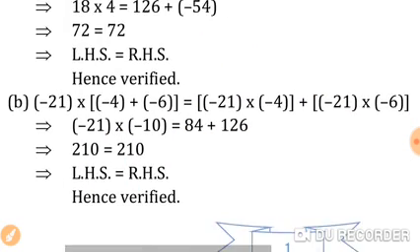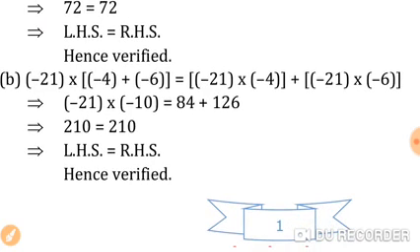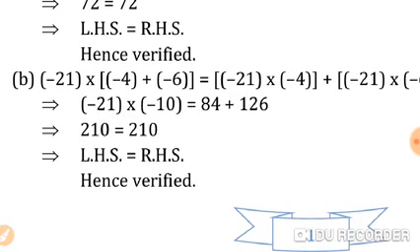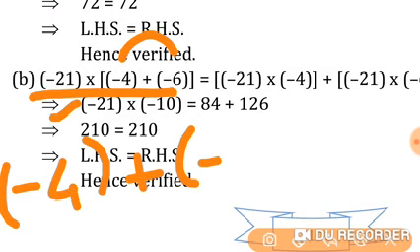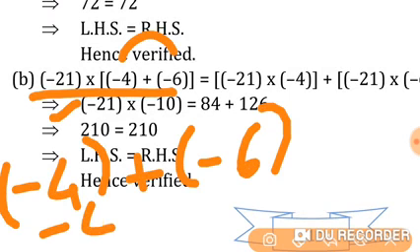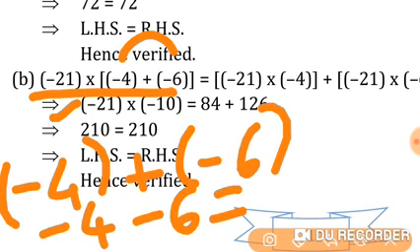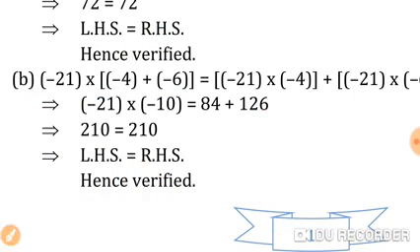See, the second is also the same. I'll explain only from here. See, 21 we have kept as it is. Minus 4 plus minus 6, if you solve, is minus 10. If it is plus, this will not change. Both are negative, so keep the negative and add the numerals. So that's why it is minus 10.